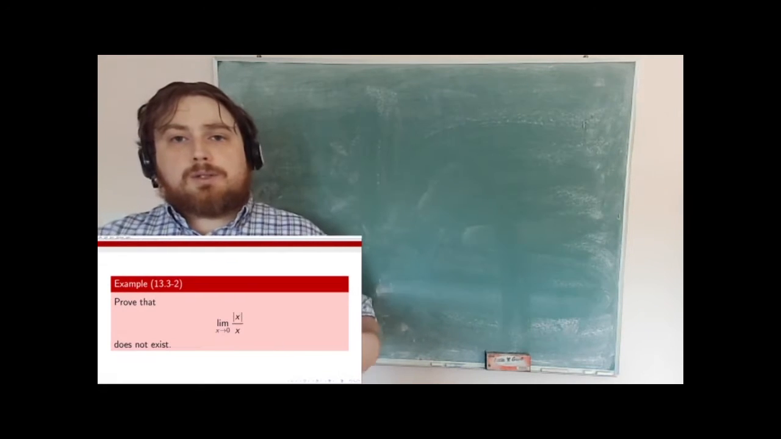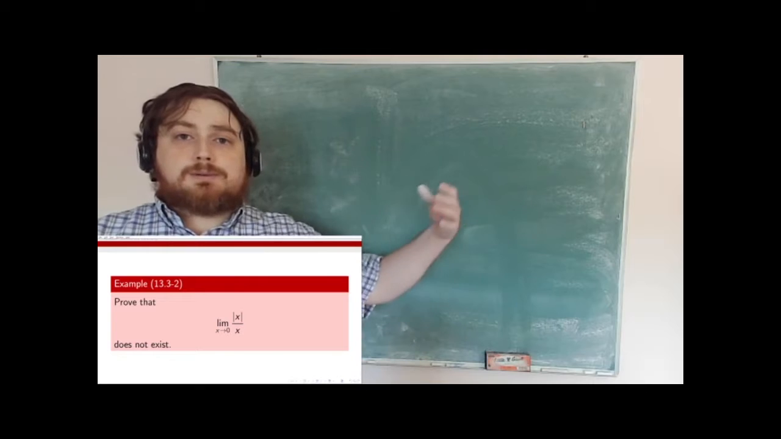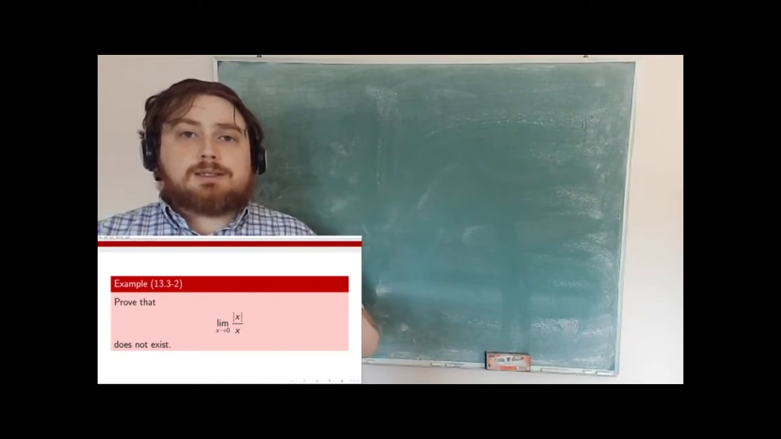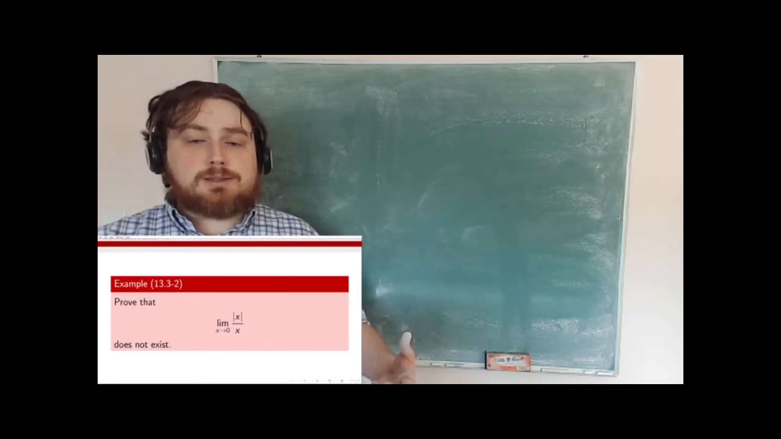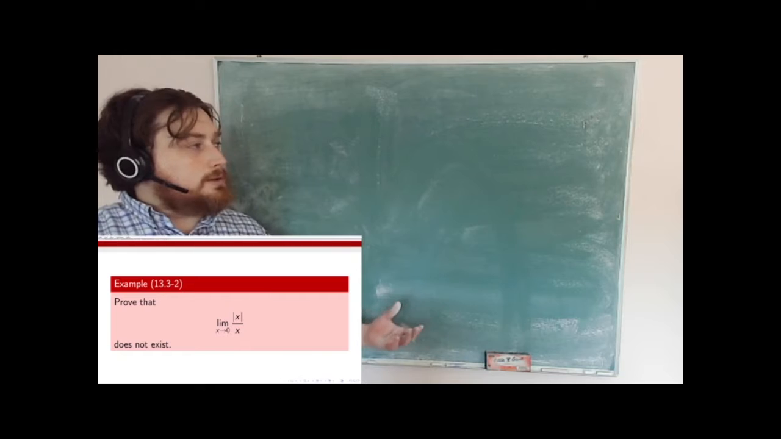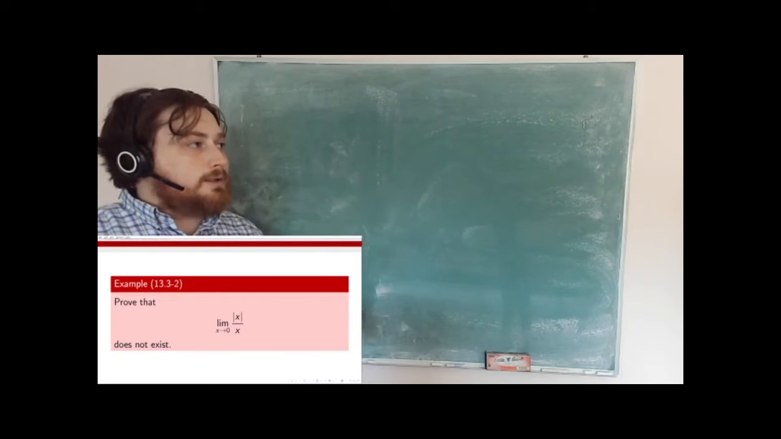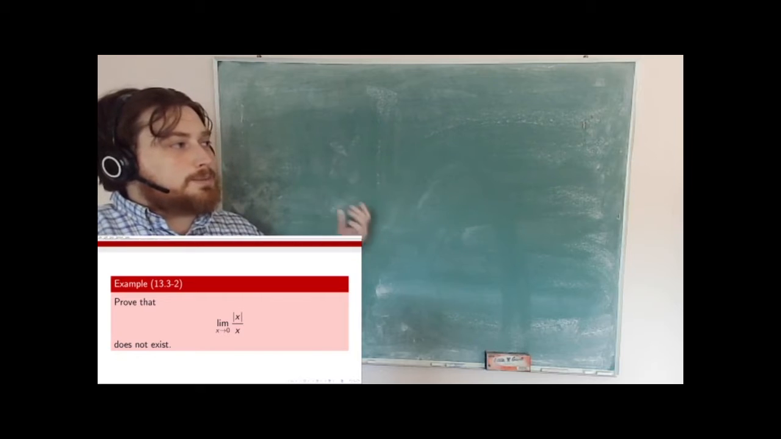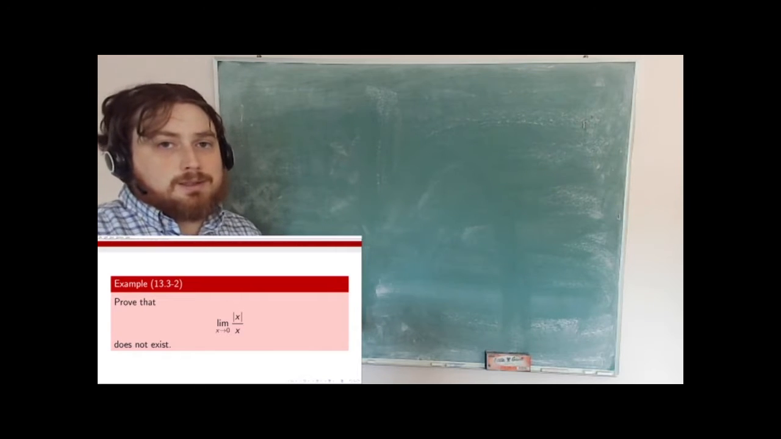All right, now what we want to show is that the limit as x goes to 0 of the absolute value of x over x does not exist. So we're going to work by way of contradiction and assume that it does exist. If it does exist, then for any epsilon greater than 0, there exists a delta such that for |x| < delta, |f(x) - L| < epsilon.